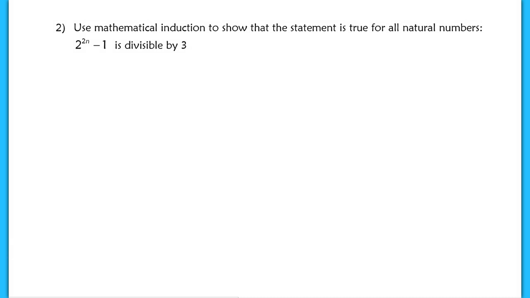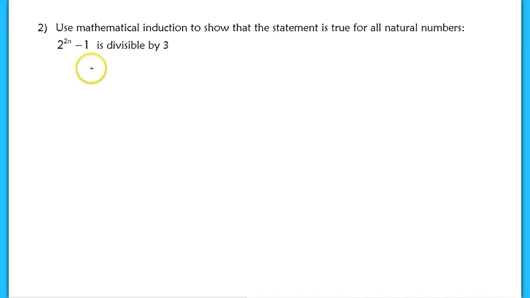So here it says, use mathematical induction to show that this statement is true for all natural numbers: 2 to the 2n minus 1 is divisible by 3. So let's start with our base step.